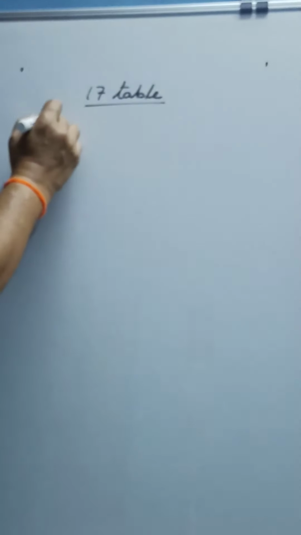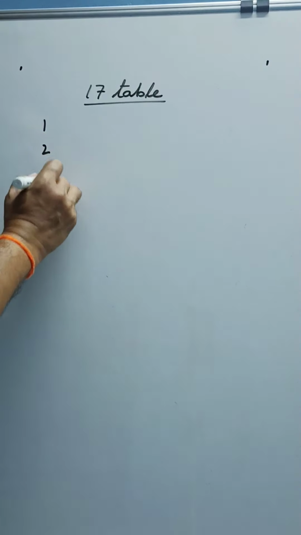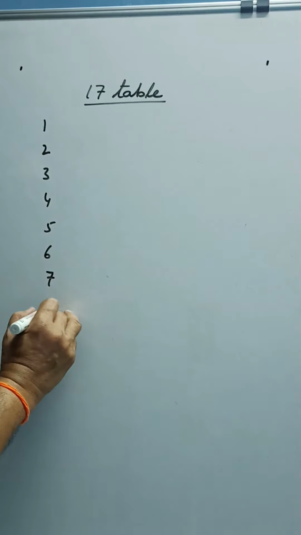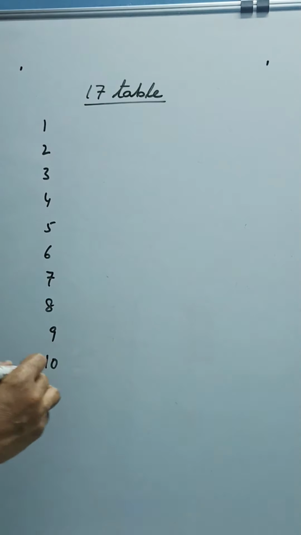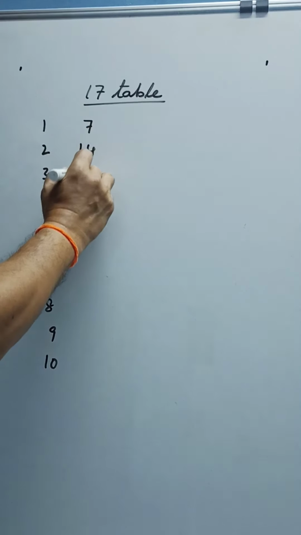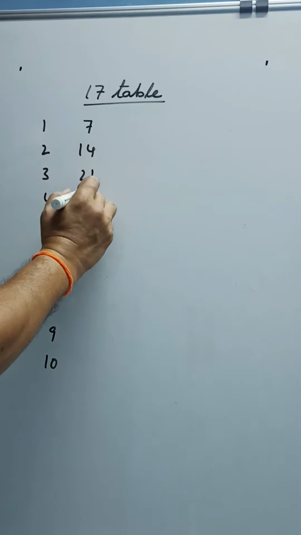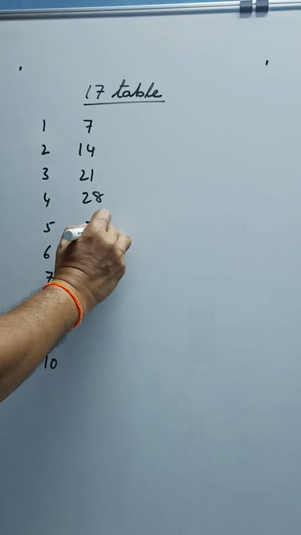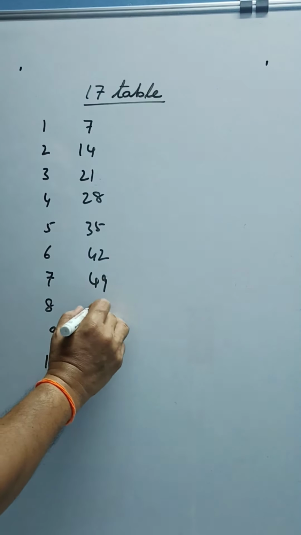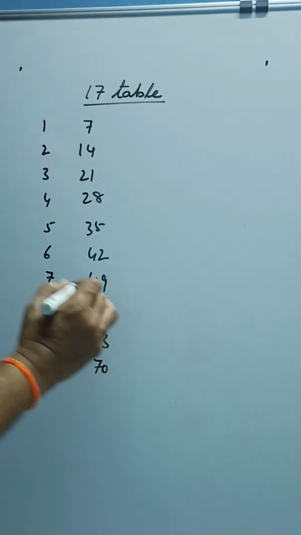One table and 7 table, if you know, you can write 17 table. 1, 2, 3, 4, 5, 6, 7, 8, 9 and 10. Writing 7 table. 7 ones are 7, 7 twos are 14, 7 threes are 21, 7 fours are 28, 7 fives are 35, 7 sixes are 42, 7 sevens are 49, 7 eights are 56, 7 nines are 63, 7 tens are 70.